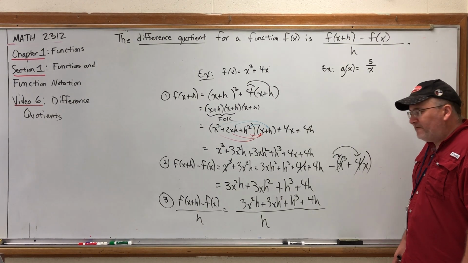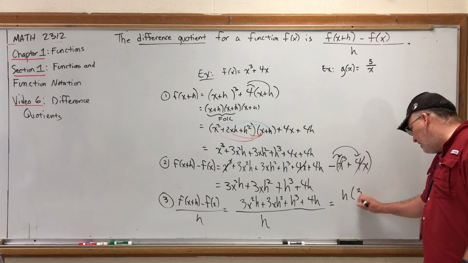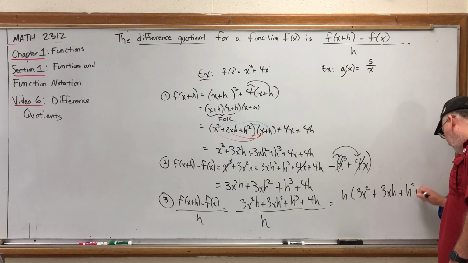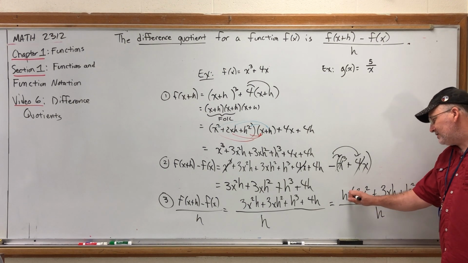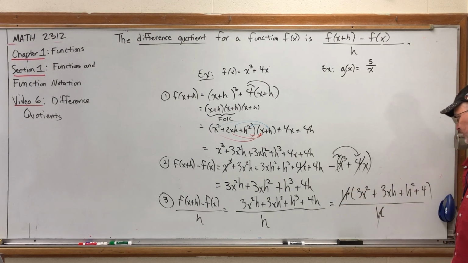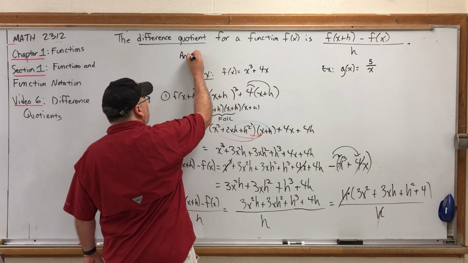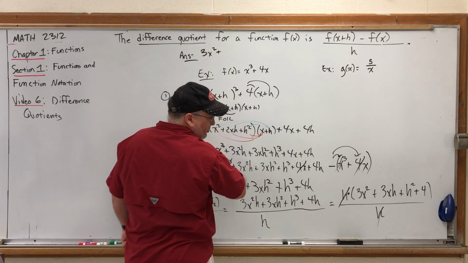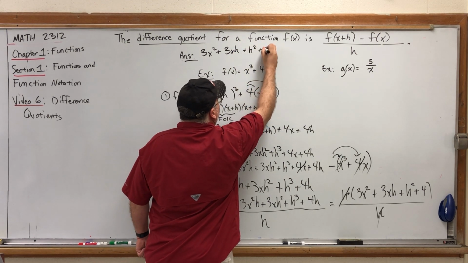The safest thing to do is to factor an h out of the top. If we factor an h out of the top, we're left with 3x squared plus 3xh plus h squared plus 4. All that's over an h, and now the h that we factored out in front is part of a multiplication problem. Since multiplication is the opposite of division, we can cancel those h's, and our difference quotient for that function, I'll write the answer up here just so we can preserve it, is 3x squared plus 3xh plus h squared plus 4.